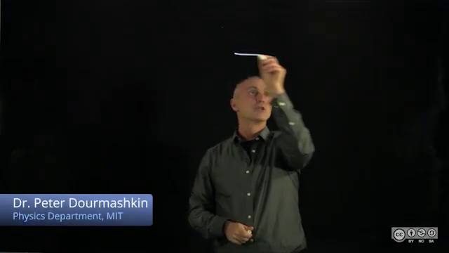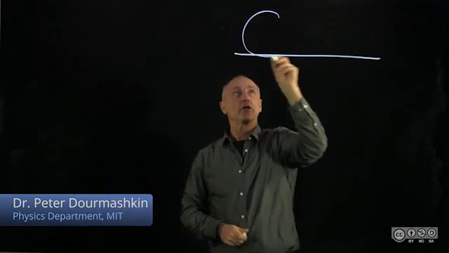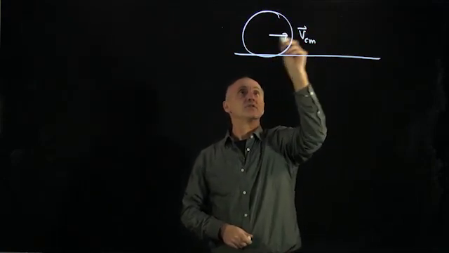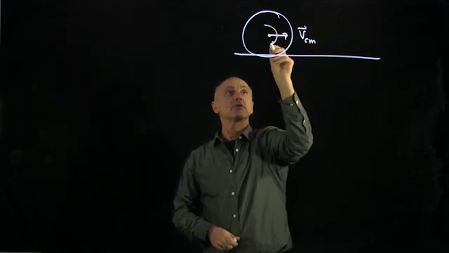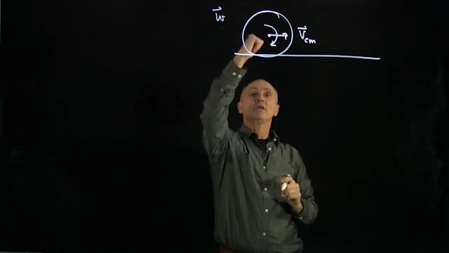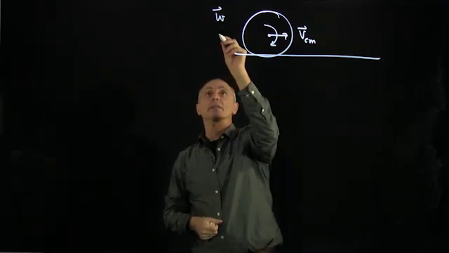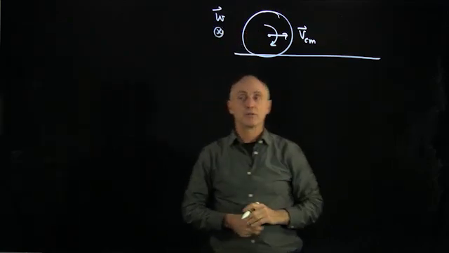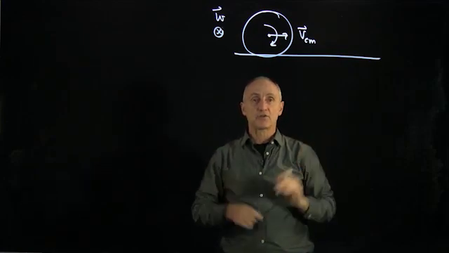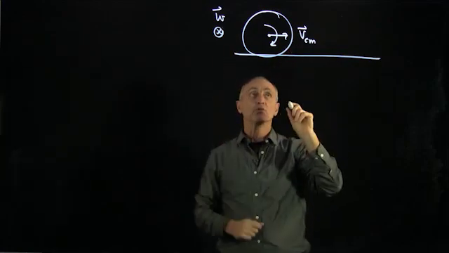Let's consider the motion of a wheel that's rolling along the ground with some center of mass velocity vcm. And because the wheel is rotating, it has an angular velocity. You can see that that vector is directed into the plane of the board. Now, what we'd like to do is consider the kinetic energy of this continuous body.